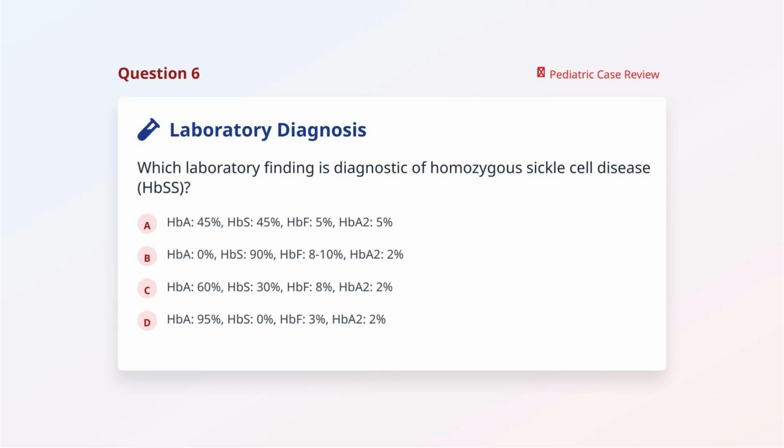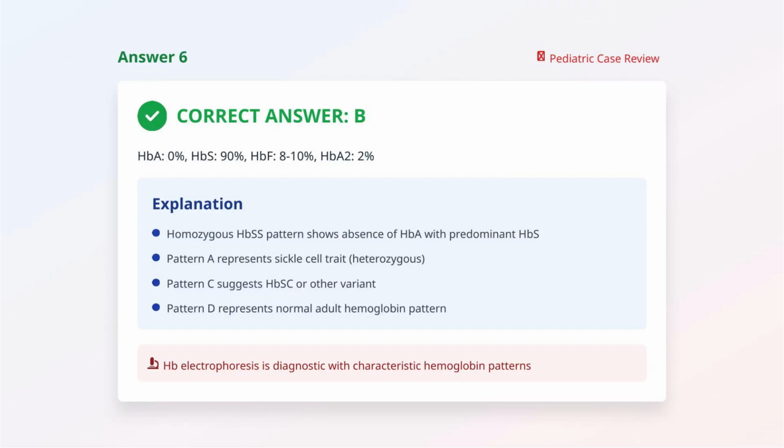Consider the typical hemoglobin electrophoresis patterns in different sickle cell variants and normal individuals. The correct answer is B. The pattern showing hemoglobin A 0%, hemoglobin S 90%, hemoglobin F 8 to 10%, hemoglobin A2 2% is diagnostic of homozygous sickle cell disease. This pattern demonstrates the absence of normal adult hemoglobin A with predominant hemoglobin S.